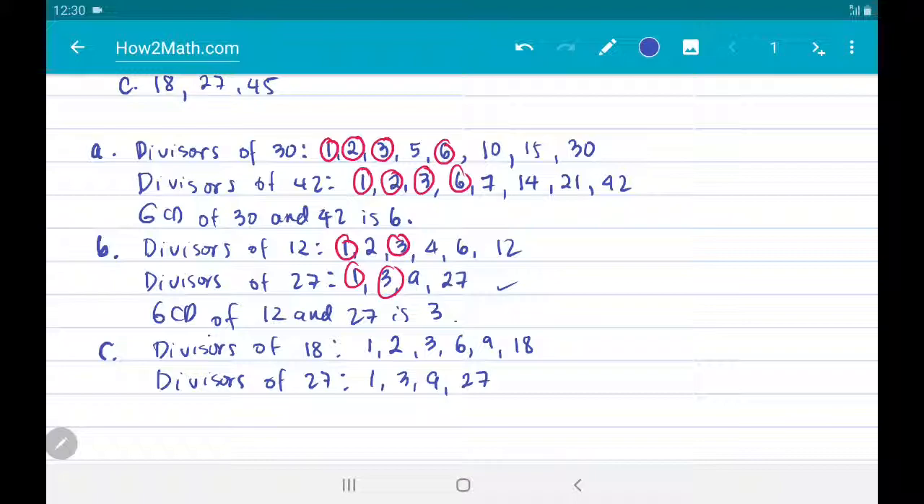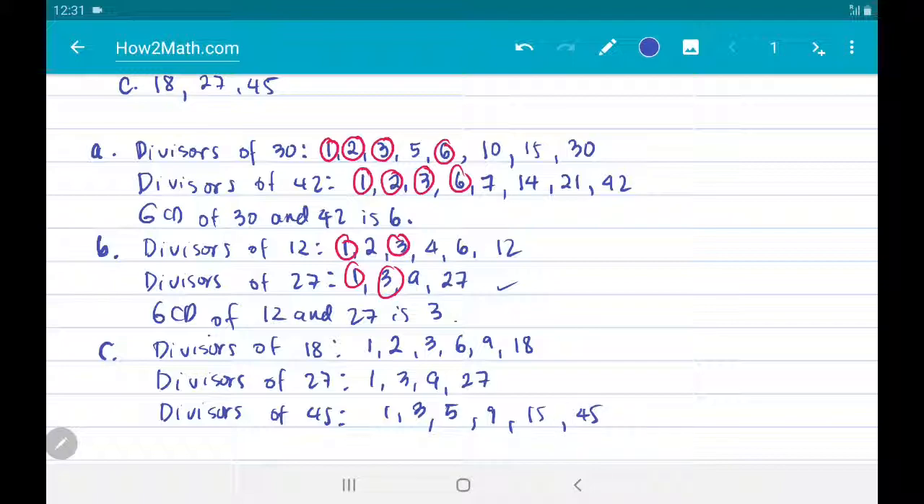What about divisors of 45? That's 1. We have 3. 4 plus 5 is 9. So 9 is divisible by 3. So 45 is divisible by 3. That's the divisibility rule of 3. What else? We have a 5 because it ends in 5. 45 ends in 5. We have 9. We have 15 and we have 45.